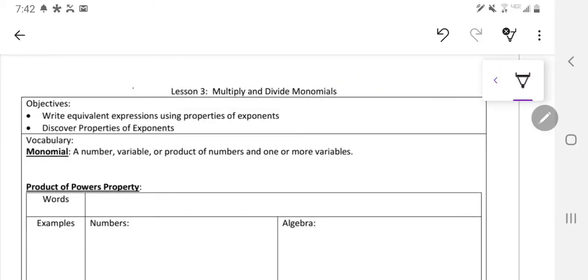Hey everybody, we're multiplying and dividing monomials today, and we're working with properties of exponents. All right, we're going to write equivalent expressions using properties of exponents and discover properties of exponents.